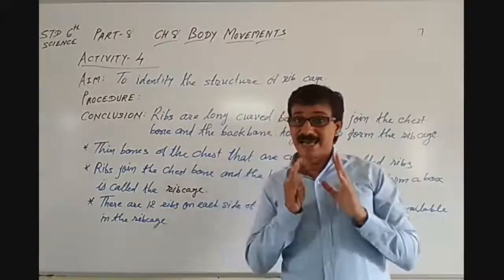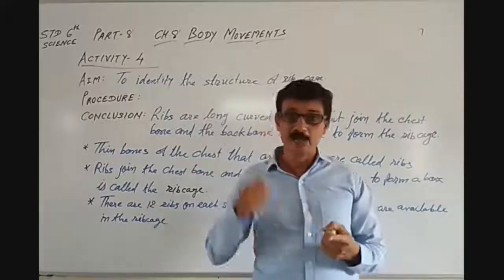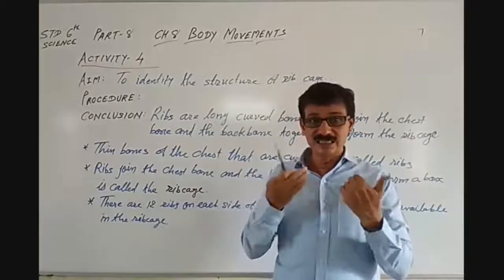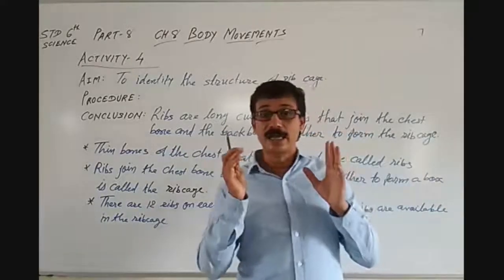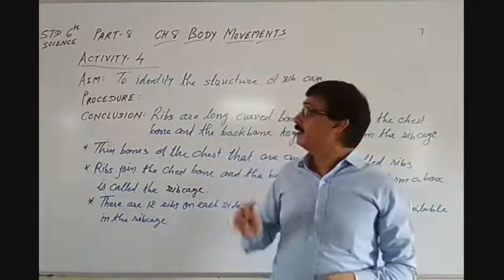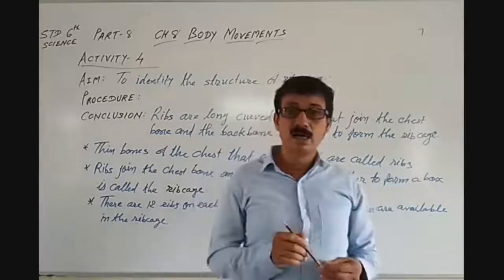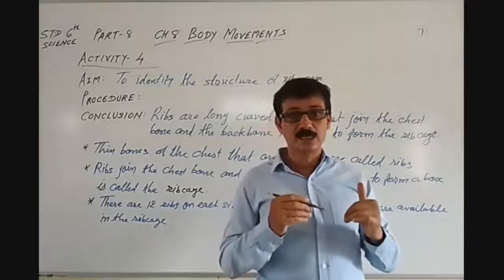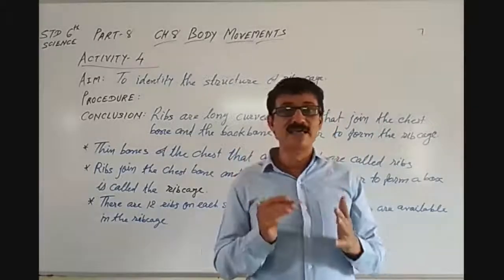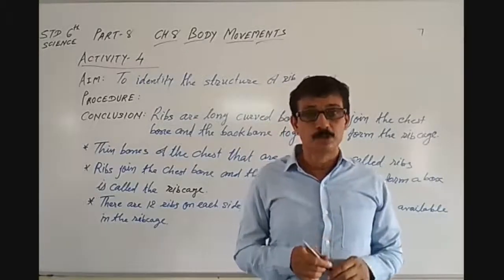With this we are ending this part and we discussed ribs, rib cage and backbone. We'll discuss the shoulders and all the things in the next part. By this time we are ending this part. Read this in the textbook and go for this activity so that you can understand the rib cage and the backbone very well.